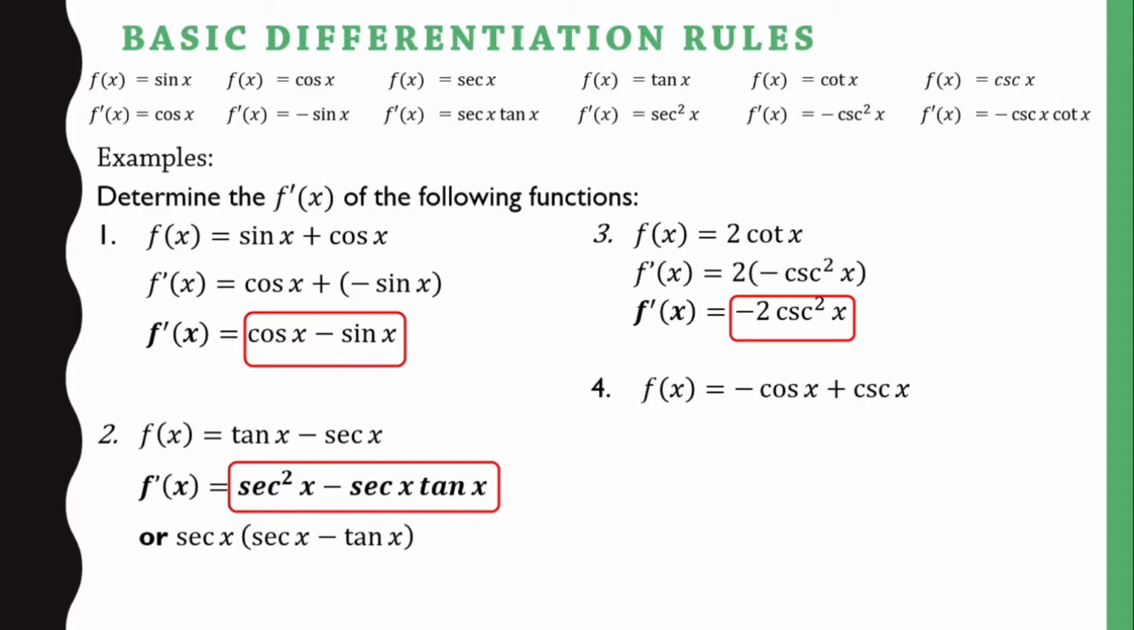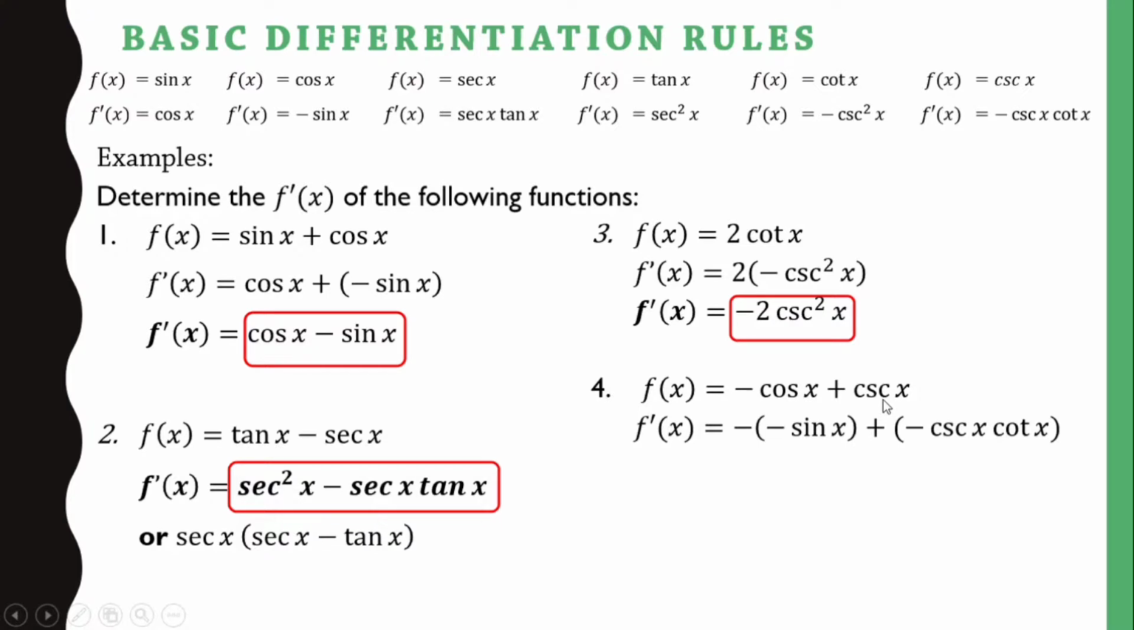And the last example, we have f of x equals negative cosine x plus cosecant x. Here, the negative sign is simply saying that we are multiplying cosine x by negative 1. So we take out the negative 1, and we get the derivative of cosine x. The derivative of cosine x is negative sine x. So that's negative 1 times negative sine x plus the derivative of cosecant x.